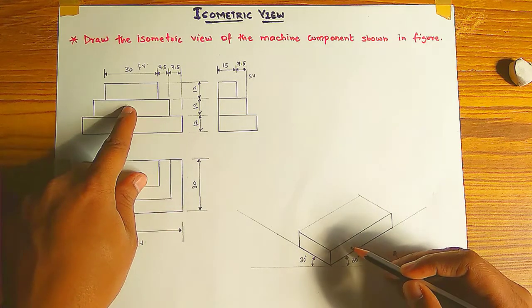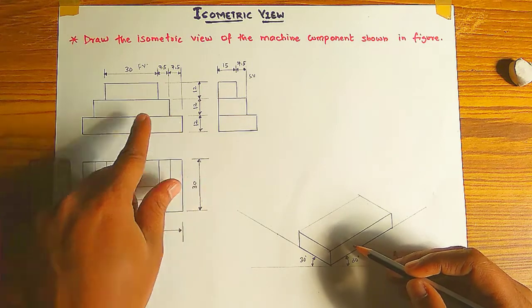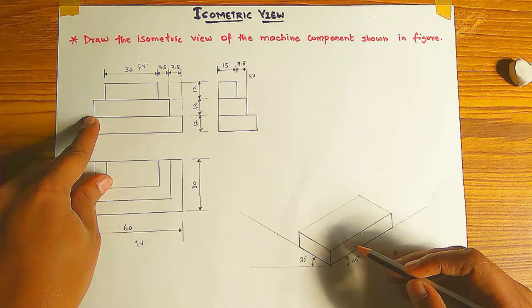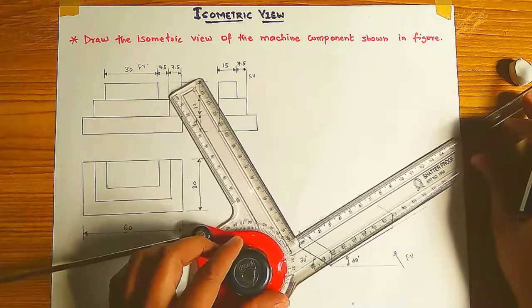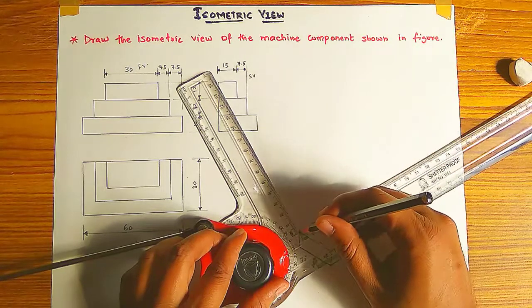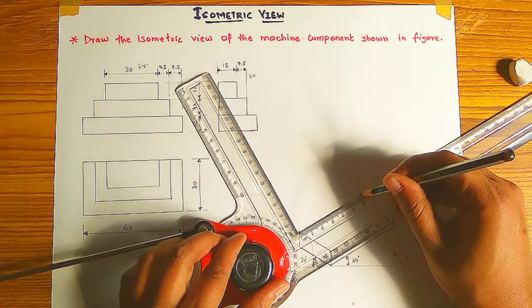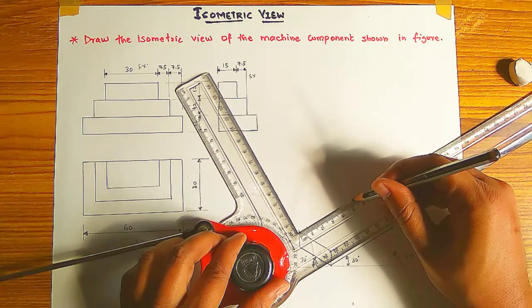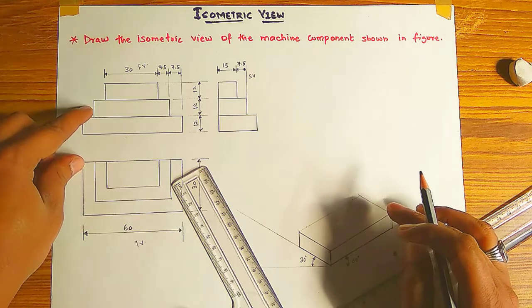Now the second step we have to do. We have a 7.5 distance from here, and 7.5 distance from here. So we have to take 7.5 distance from here for the second plate. I am taking a point like here, and 7.5 from here. This plate width we got, and the height is 12 mm.